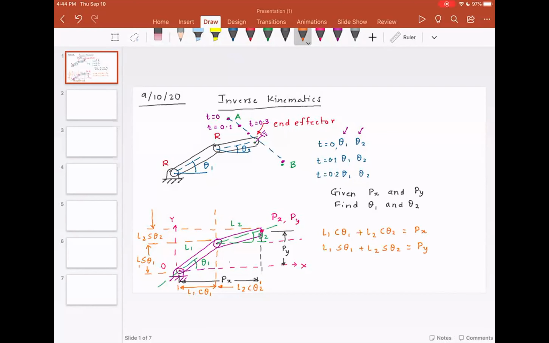Now, check this out. I have two equations and I have two unknowns. My equation number one is relating cosine theta 1, cosine theta 2 with Px. My second equation is relating sine theta 1 and sine theta 2 with Py. So in theory, I have two equations and two unknowns.